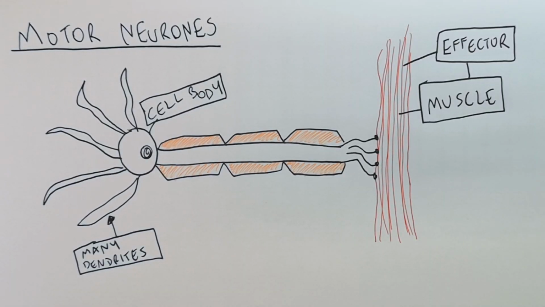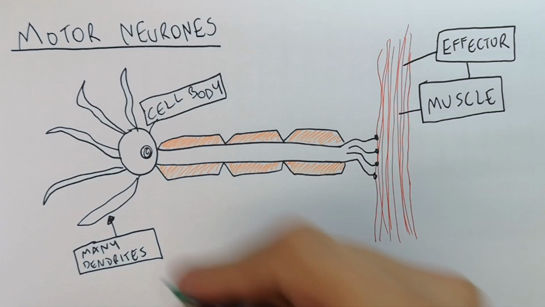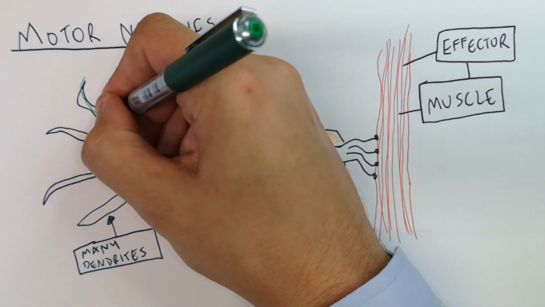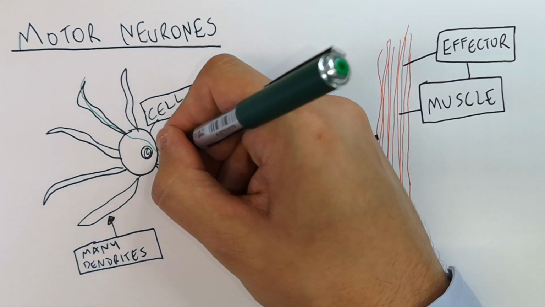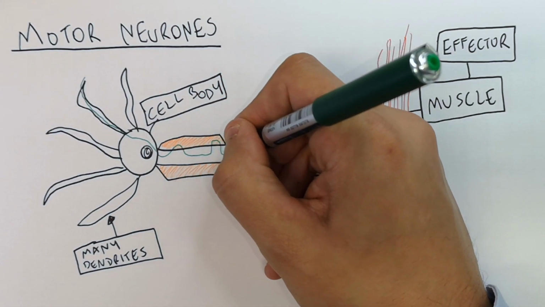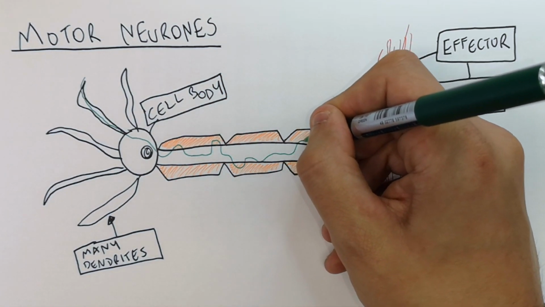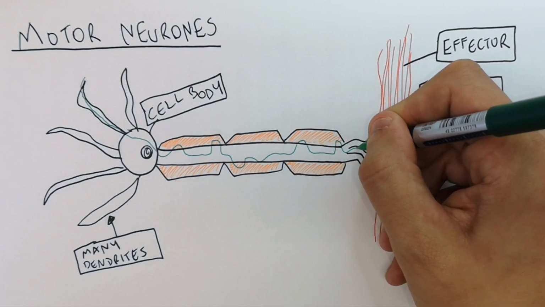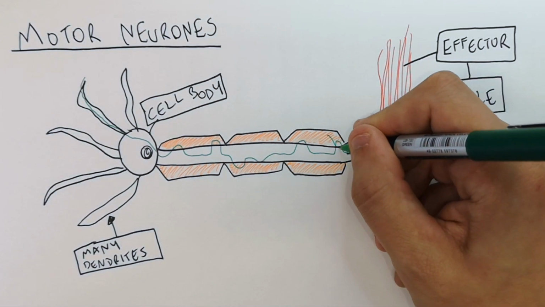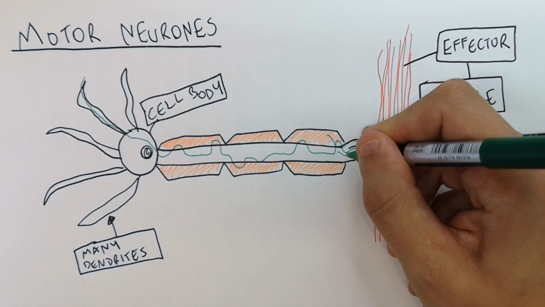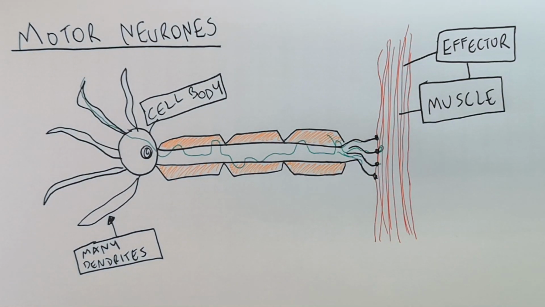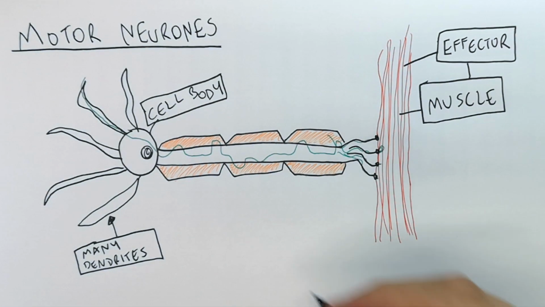So the electrical impulse is going to come from the relay neuron across the synapse and then into the dendrite of the motor neuron. It's then going to go into the axon. There's no dendron, so it's in the axon, and the myelin sheath insulates so it's not lost. It gets to the axon terminals, which connects to the effector, which then causes the muscle to contract.